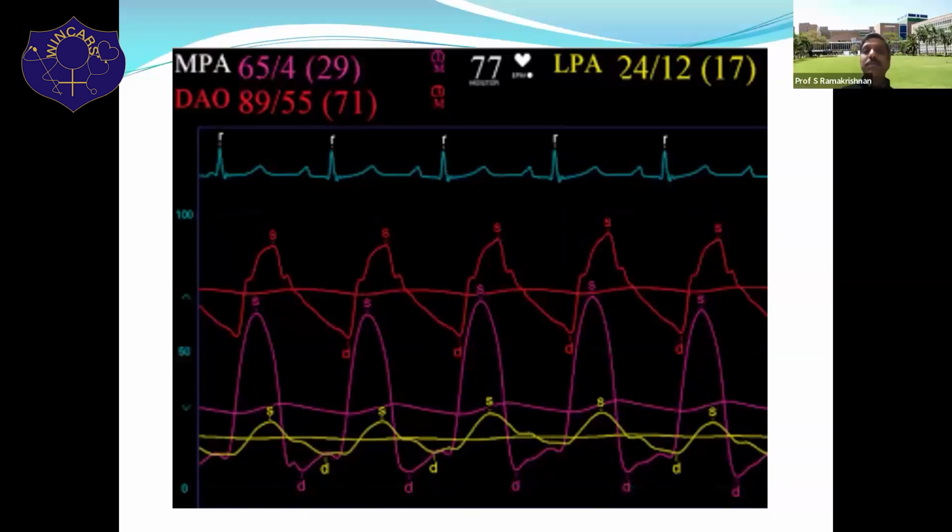So there is a significant gradient between MPA and LPA. There is LPA osteal narrowing with PR. It's a post-tetralogy correction patient who has this trace. It's a very important classical thing that is known as ventricularization of PA trace.